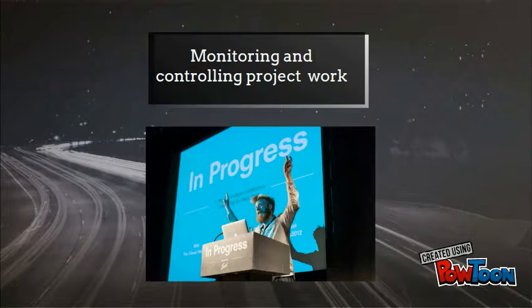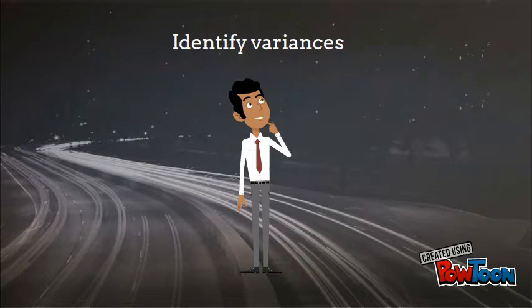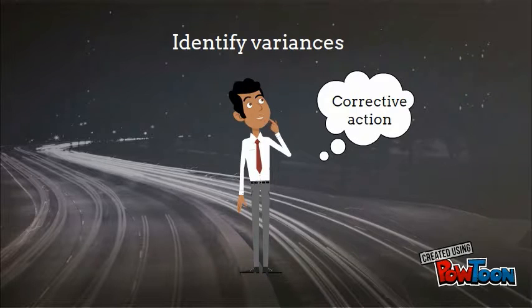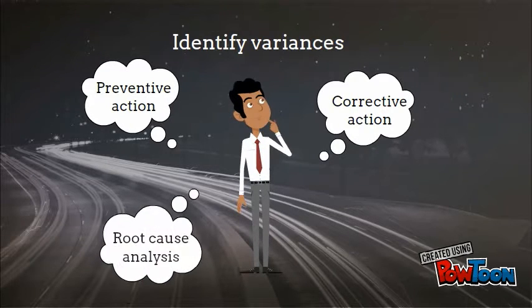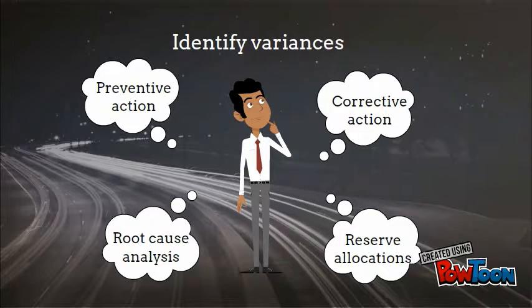This is a macro integration process that looks at the entire project, taking corrective action as needed via change requests. The focus here is on identifying any variances from the project management plan, to carry out problem solving in order to determine appropriate corrective and preventative action, perform root cause analysis of such variances, and to manage the time and cost reserve allocations.